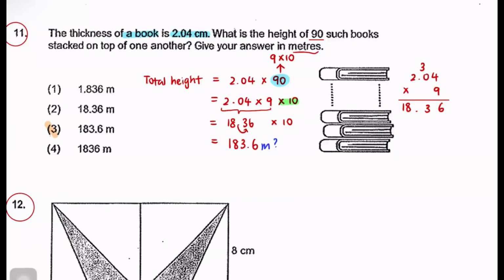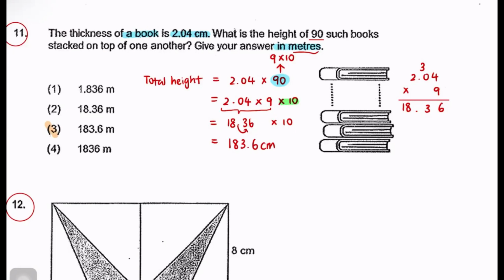The 90 is 90 books, right? No unit. What about the 2.04? What was it? cm. So here, 183.6 is in cm. Right now, it's in cm. But yes, you need to give your answer in meters, which means we need to change cm into meters.